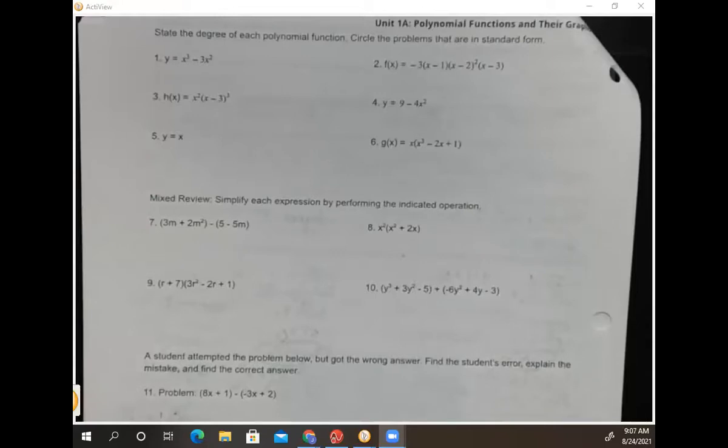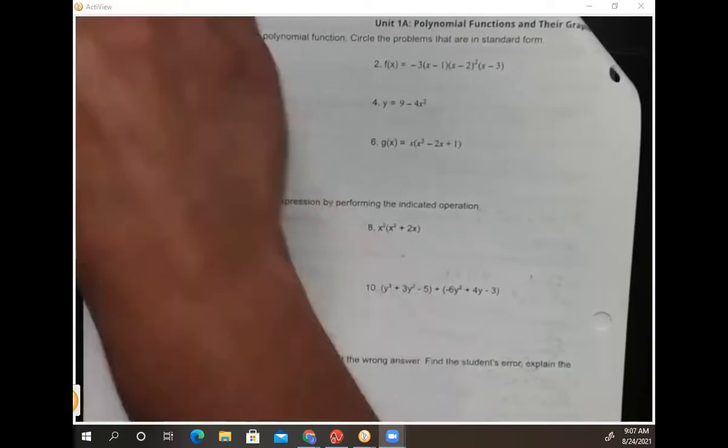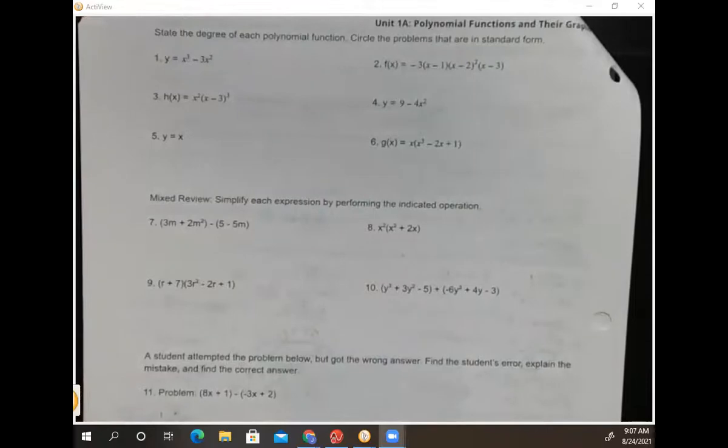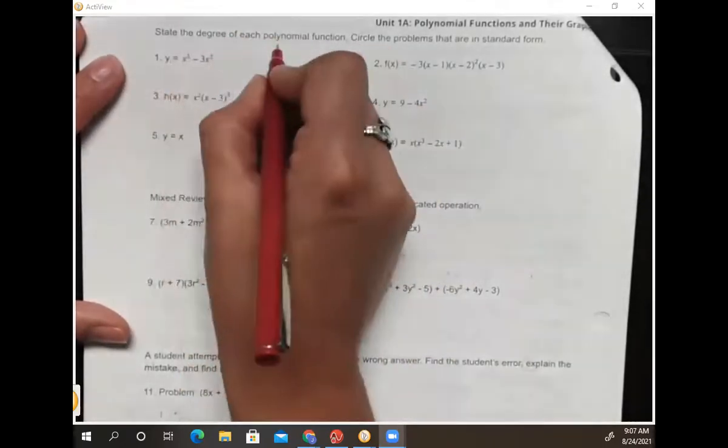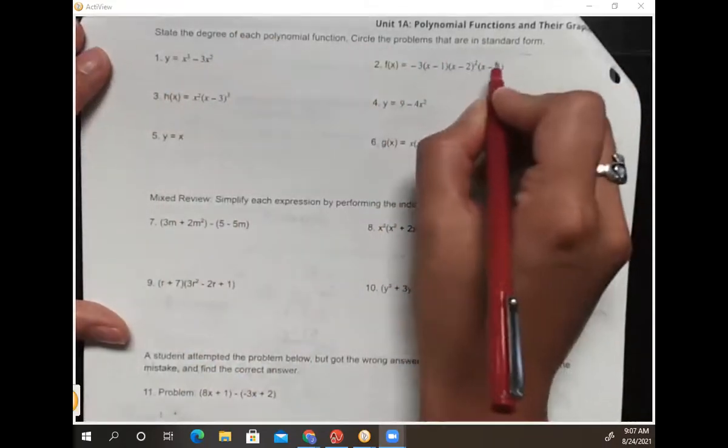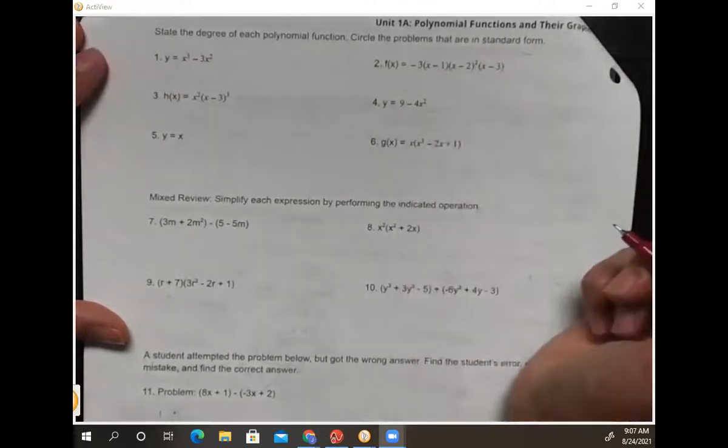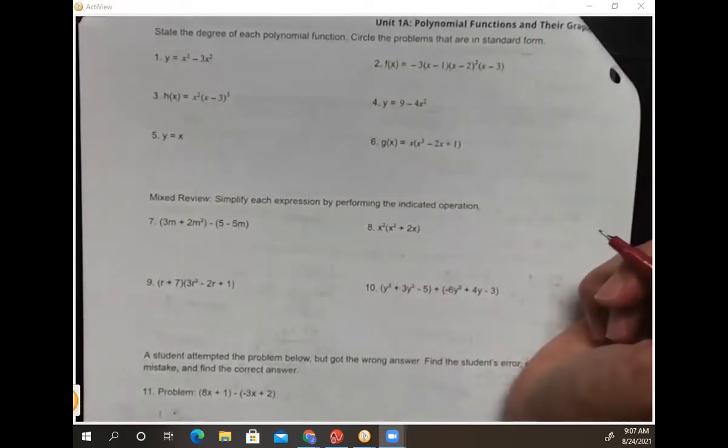So I want to talk about degree again really quickly, and then we'll get into how degree can tell us some stuff about end behavior, which again you saw in your notes last night. So remember, the degree of a polynomial in standard form is the largest exponent, the biggest exponent. Let's start by circling what's in standard form. Remember, standard form is multiplied out and put in order, all like terms combined.